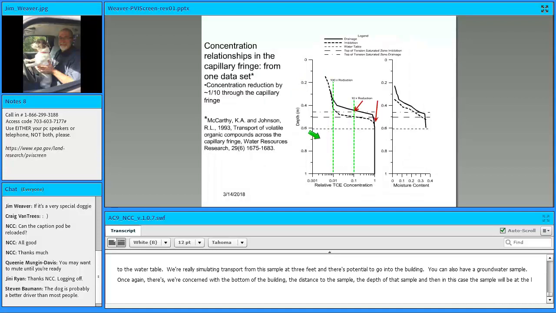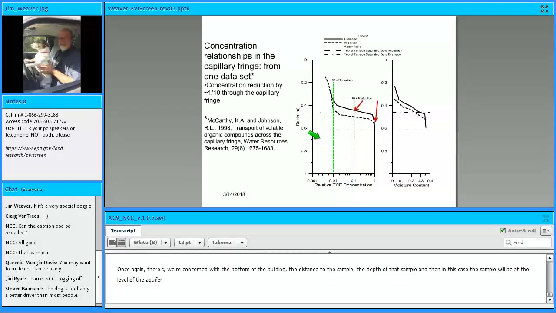Okay, so there's one complication with using groundwater to drive the model, which is the capillary fringe. Transport through the capillary fringe, if you look at the literature, is a complicated process. You're basically going from fully saturated conditions through partially saturated conditions, which can have complex transport associated with them.